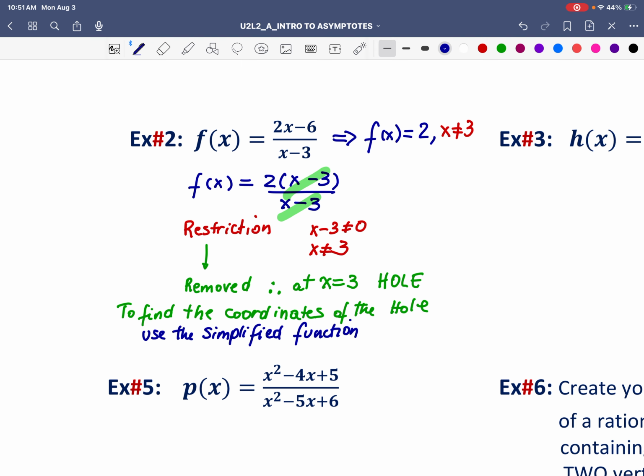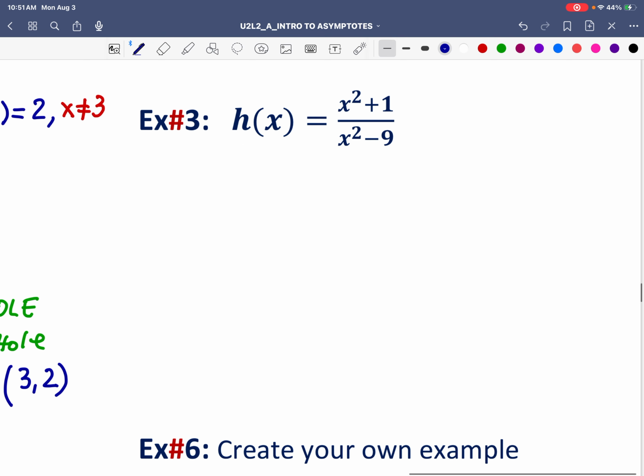Well, in our case, as you can see, f of x equals 2. It doesn't really depend on x, which means that the y value will be 2 at any x value, including x equals 3. So therefore, we're going to say that the hole is going to be at x equals 3 and y equals 2. Now let's take a look at our next example.